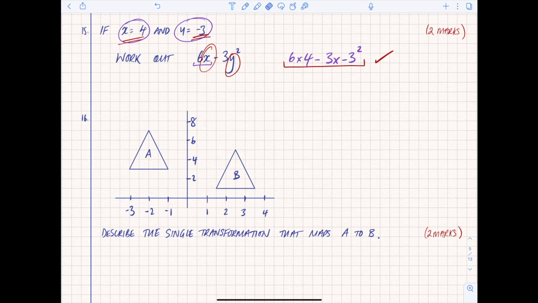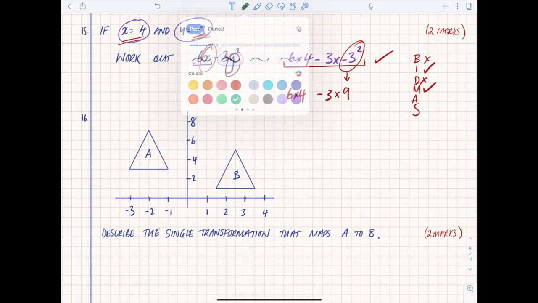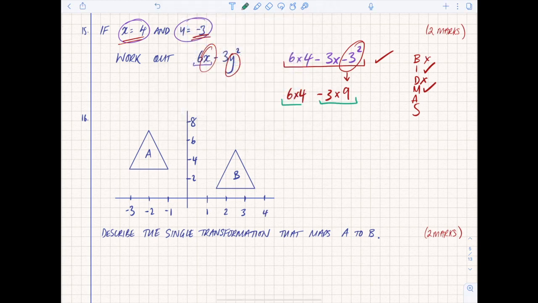From here, we're going BIDMAS again. Are there any brackets? No. Are there any indices? Yes. So do this bit first. Minus 3 squared means minus 3 times minus 3, which is a positive 9. So that turns to positive 9. Then I start filling in the rest of this. Is there any division? No. Multiplication? Yep. There's multiplication here, and there's multiplication here, so it doesn't matter how I do them. I just need to make sure I do them correctly. So 6 times 4 is 24.